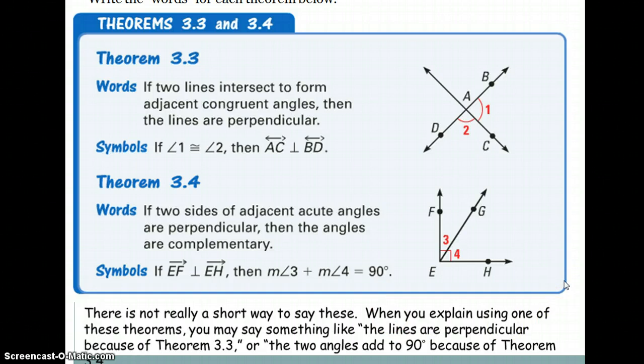When you explain using one of these theorems, you may say something like the lines are perpendicular because of theorem 3.3, or you could say something like the lines are perpendicular because two lines formed two adjacent congruent angles, therefore the lines are perpendicular. So you can use the number or you can use the name. Just remember the number is not the same in every course.